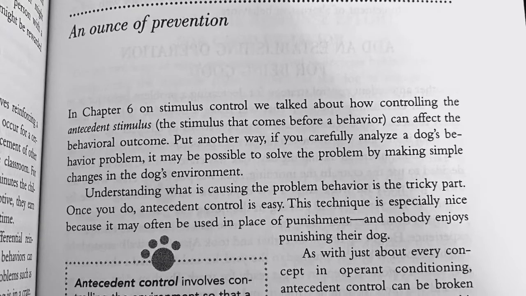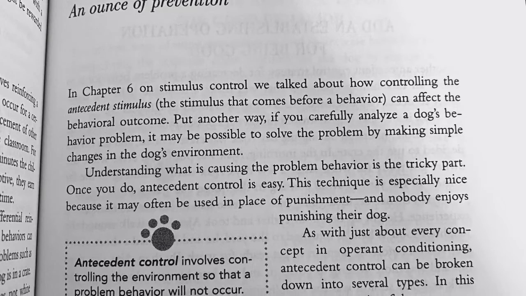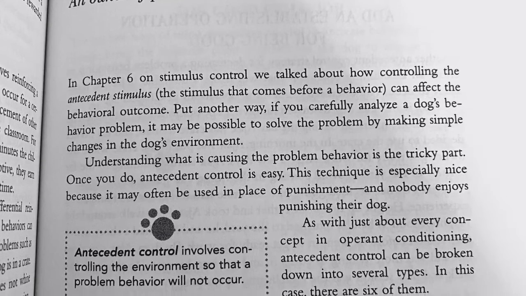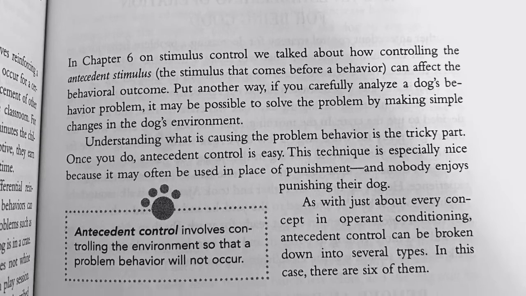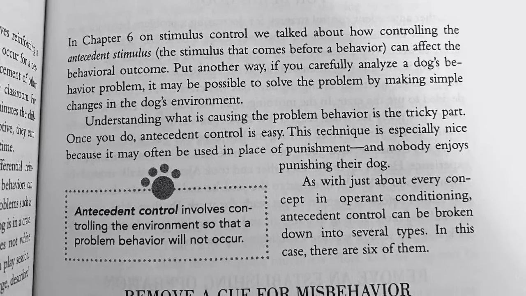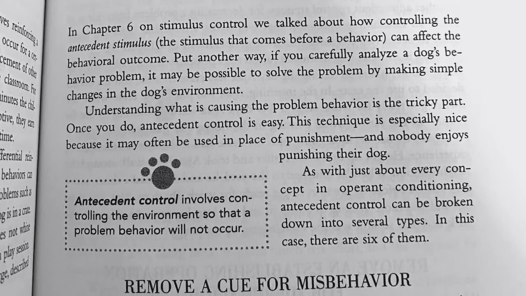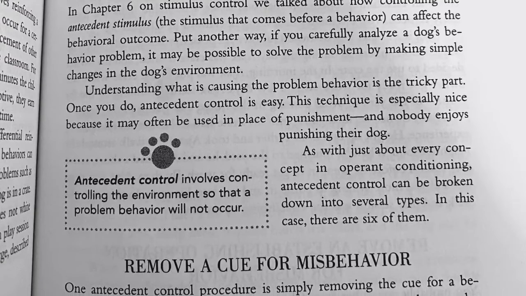As with just about every concept in operant conditioning, antecedent control can be broken down into several types. In this case, there are 6 of them. Antecedent control involves controlling the environment so that a problem behavior will not occur. Remove a cue for misbehavior. One antecedent control procedure is simply removing the cue for a behavior problem.